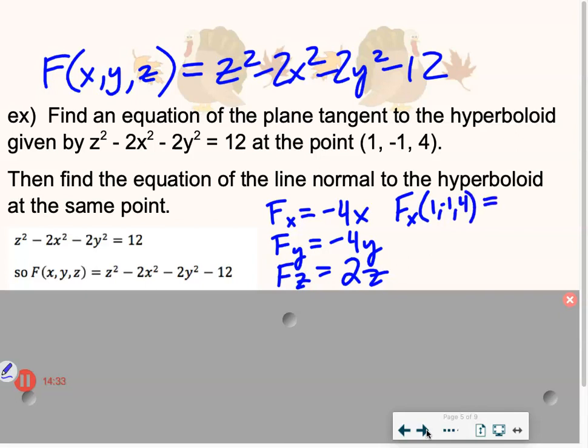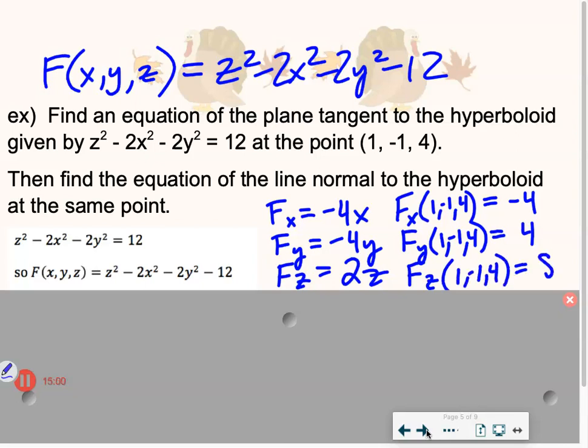So what is the component of our normal vector in the x direction? Negative 4. Then big F sub y at the point would be positive 4, and then big F sub z at the point would be 8. So this is kind of like the normal vector for our plane. It would be negative 4, 4, 8.